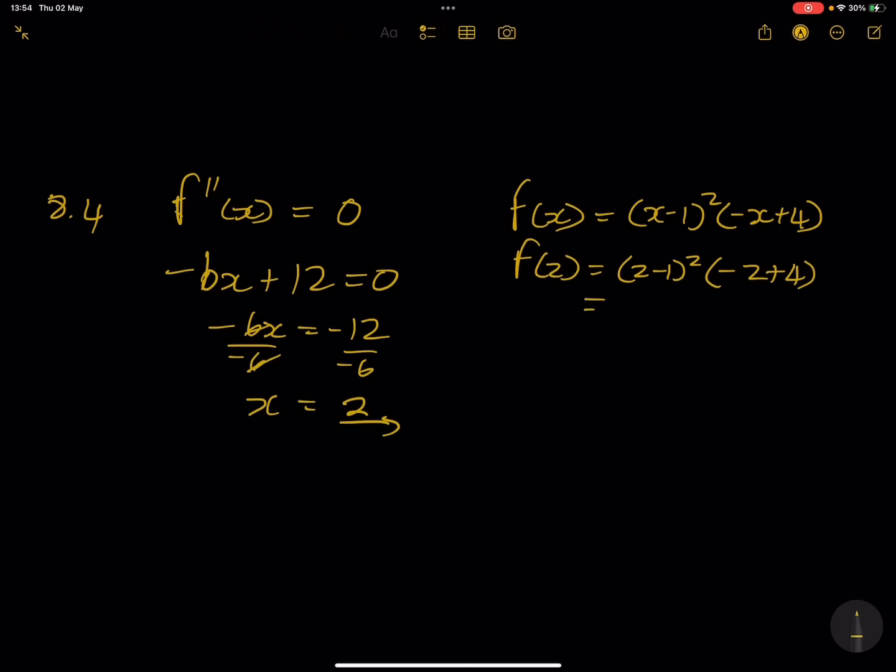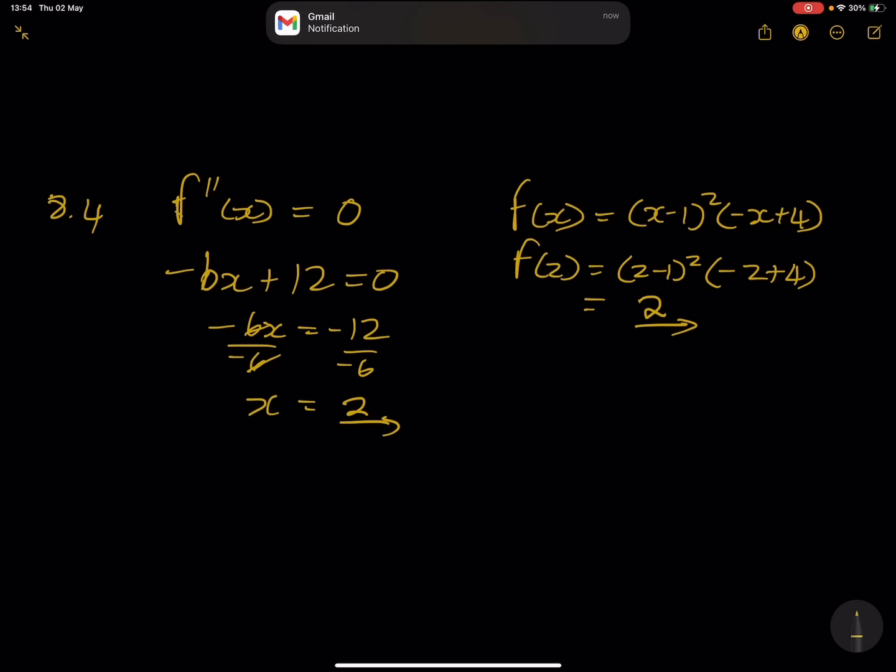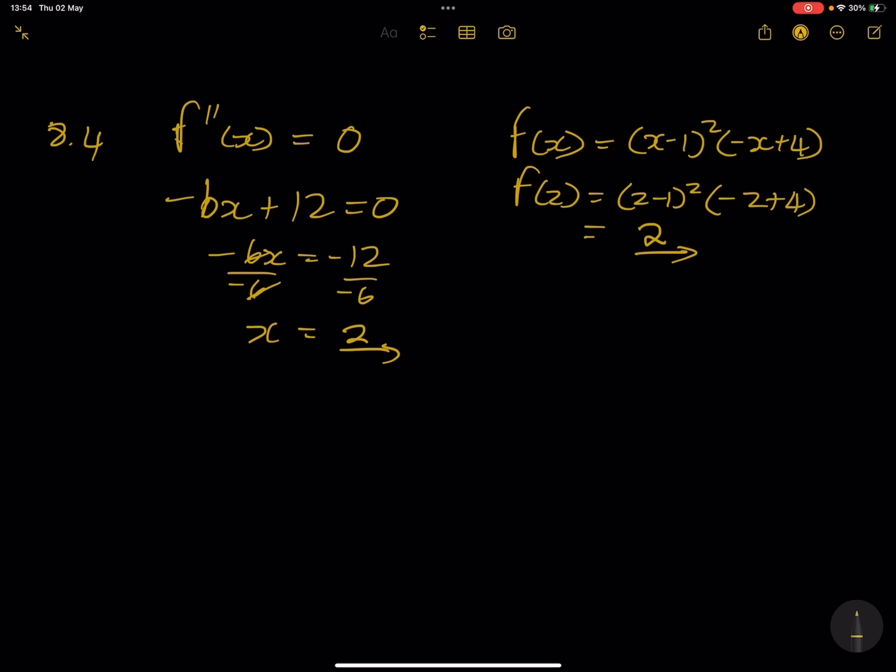So in this case, what's my corresponding y value? 2 minus 1, that's 1, squared, that's 1. And negative 2 plus 4 gives me 2, so that will give me 2. f of 2 is 2. Which means that we've got our point of inflection. So point of inflection would be where x is 2 and y is also 2.